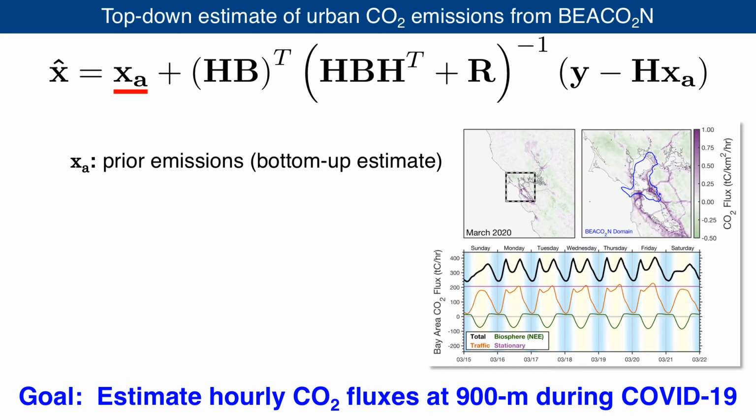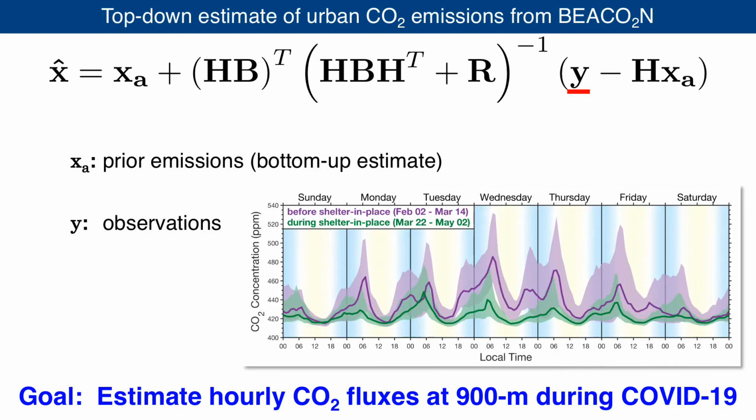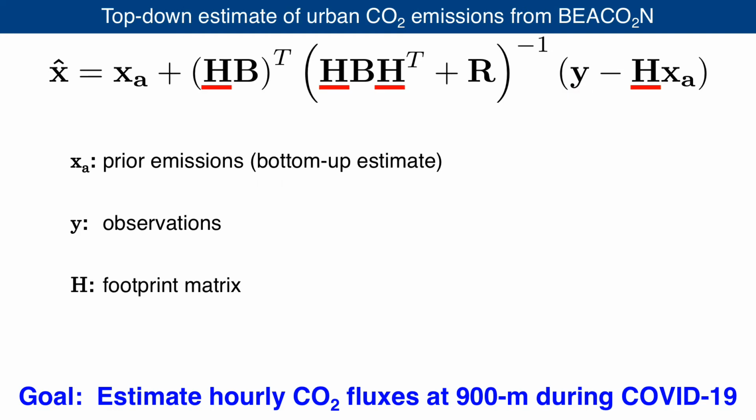The first term is XA, or the prior emissions. In our case, it's the bottom-up inventory I showed earlier, and here's a panel from that figure. So this will be our starting point. Y is our measurements. In this case, we'll be using those 6 weeks of observations before and during shelter in place. And H is the footprint matrix.